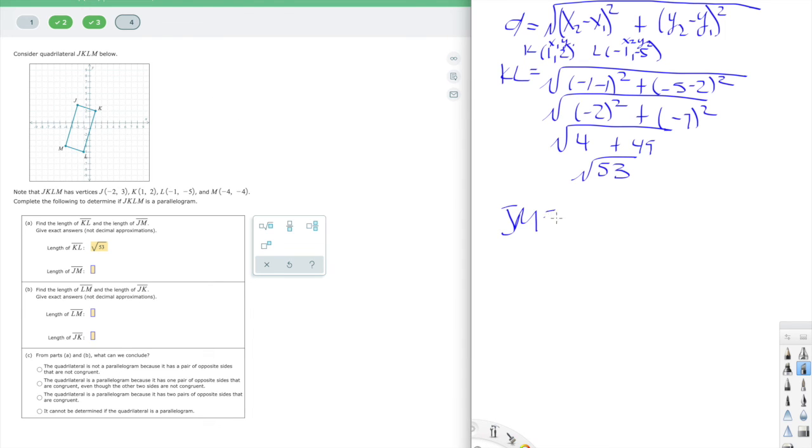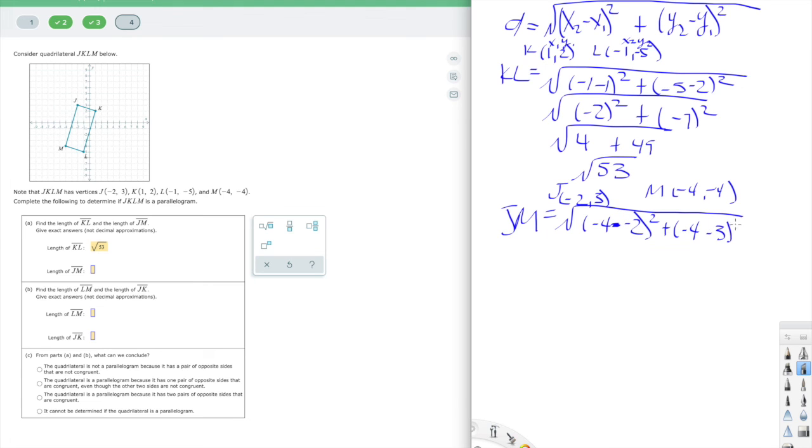All right, so let's do JM. So J is -2, 3. M is -4, -4. All right, so we're going to have, and then it goes XY, XY again, so -4 minus -2. Make sure you do the minus negative. This minus is part of the formula, so that doesn't take the place of this one. They're both there. And we need to make sure we put them both there because it's actually going to change to a plus sign here when we go to simplify this.